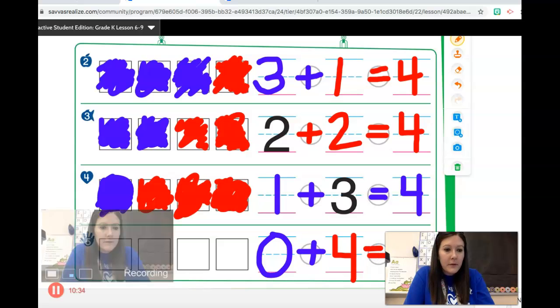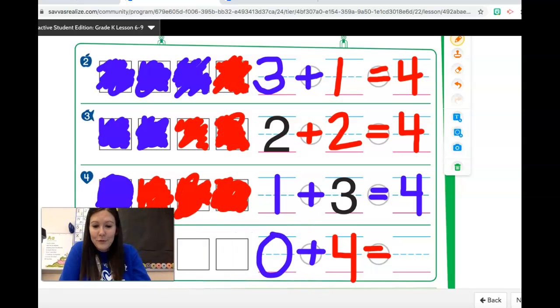Oh, I gotta get myself out of the way. I'll have to move it again. Let's look at this pattern. Equals 4, equals 4, equals 4, equals 4.